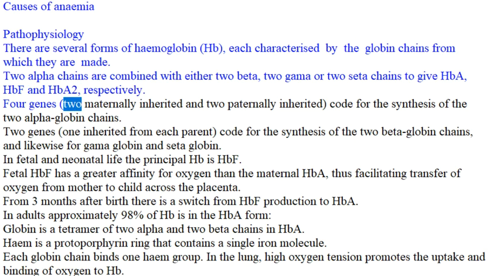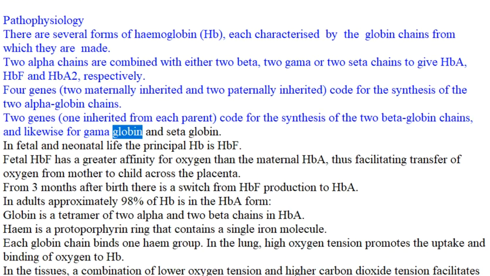4 genes, 2 maternally inherited and 2 paternally inherited, code for the synthesis of the 2 alpha globin chains. 2 genes, 1 inherited from each parent, code for the synthesis of the 2 beta globin chains, and likewise for gamma globin and zeta globin.